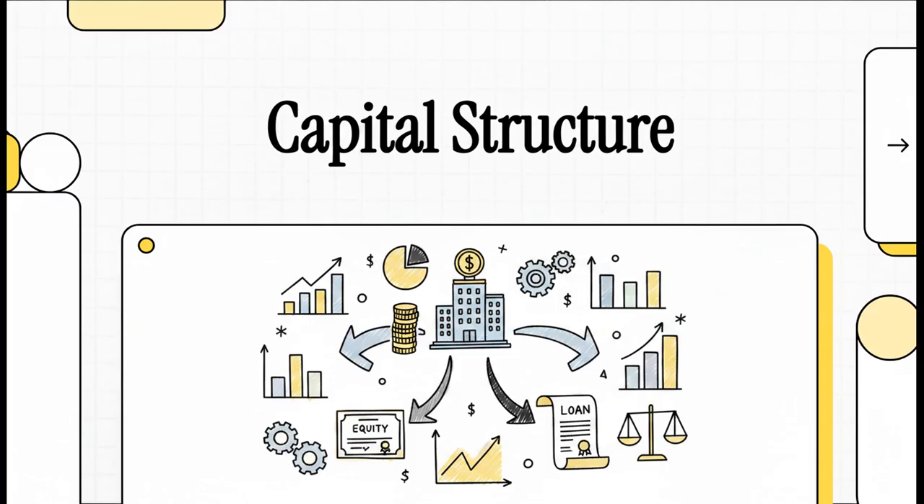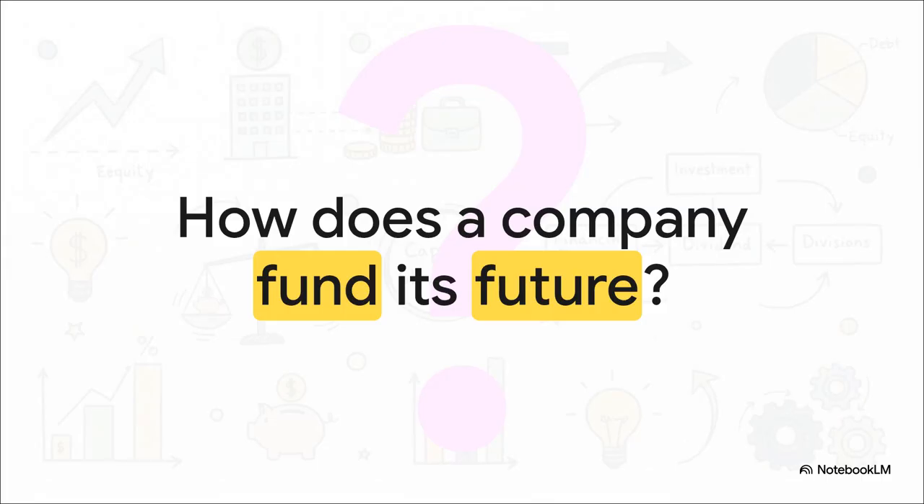Let's jump right in. Every single company, whether it's a tiny startup or a global giant, has to answer this one question. How are we going to pay for everything we want to do? The choices they make, borrowing money or selling off pieces of ownership, have massive consequences. And for the exam, you've got to be ready to break those choices down. That's exactly what we're going to do here.